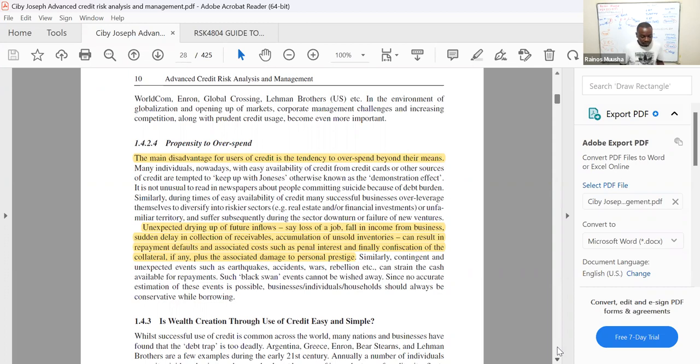So these are the four disadvantages of credit in the economic system. Are there any questions?